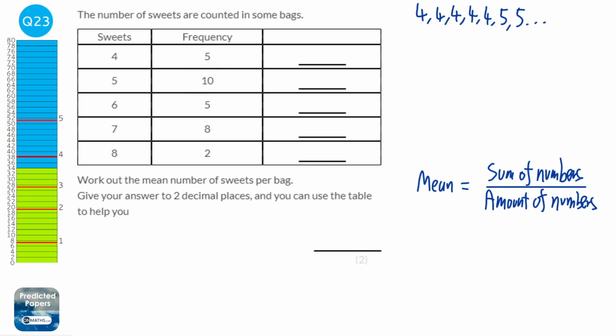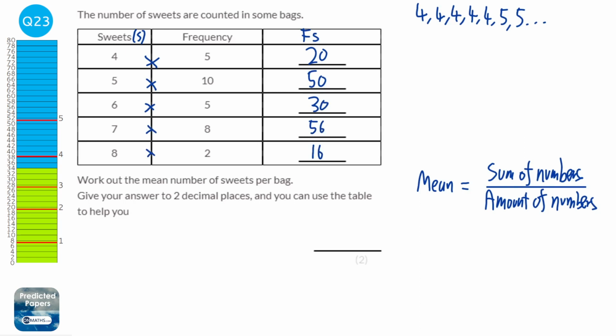Well, let's look at those 4s. How many 4s are there? Well, there's 5 of them. And what are 5 4s? To work that out, we just times them. 5 4s are 20. So we create this FS column, S for sweets. What that's telling us is all of those 4 sweets added together are 20. If we keep going through this, there are 10 lots of 5, which makes 50, 5 lots of 6, which is 30, 8 lots of 7, which is 56, and then 2 lots of 8, which is 16.